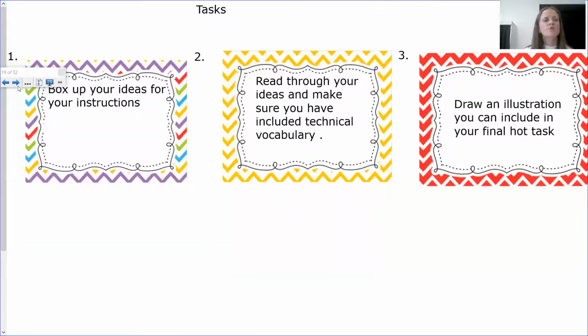So your tasks today are as follows. Tomorrow, we will be writing up our final set of instructions. Today, you are going to be boxing up your ideas for your instructions. You are welcome to use the box up that we used the previous week with the same headings. It looks very much like this one.